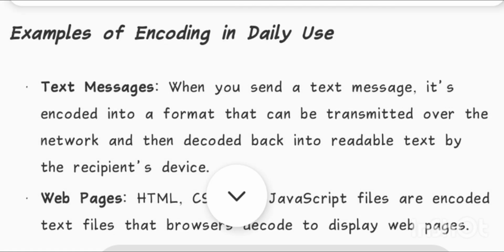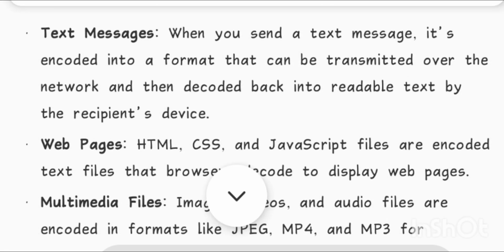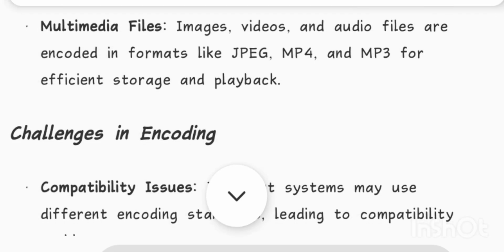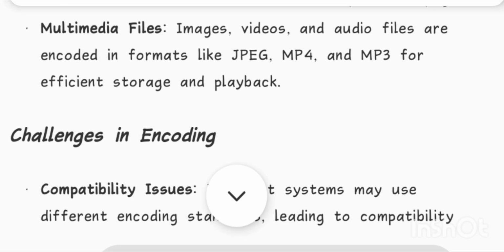Examples of encoding in daily use. Text messages. When you send a text message, it's encoded into a format that can be transmitted over the network and then decoded back into readable text by the recipient's device. Web pages. HTML, CSS, and JavaScript files are encoded text files that browsers decode to display web pages. Multimedia files. Images, videos, and audio files are encoded in formats like JPEG, MP4, and MP3 for efficient storage and playback.